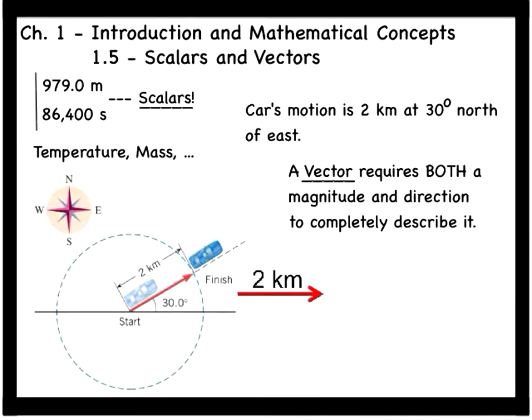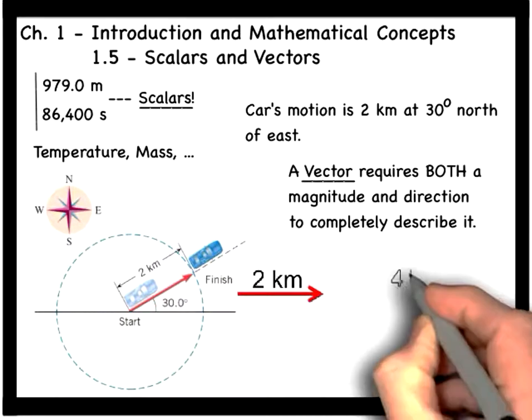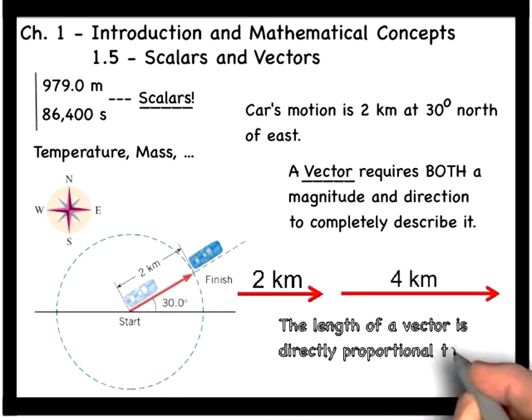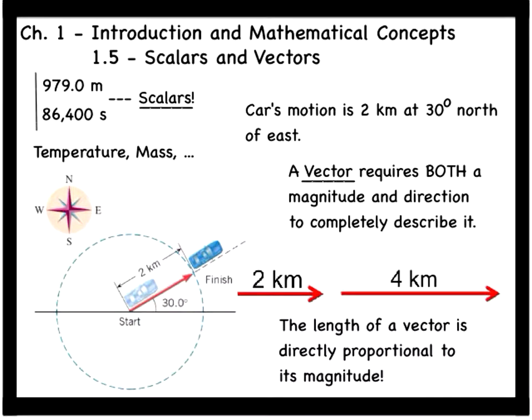For example, if another car were to move 4 kilometers from the starting position, the length of its displacement vector would be twice as long as the one for the first car. By convention, when different vectors are drawn to scale, their length will be directly proportional to the magnitude of the vector. We will encounter many different vector quantities throughout the course. They are very important in physics.